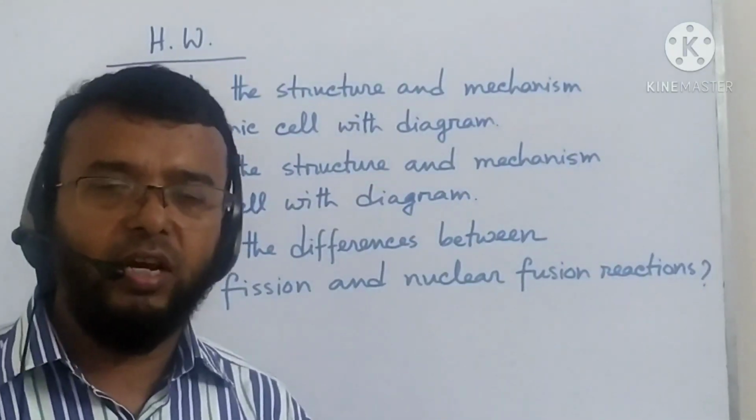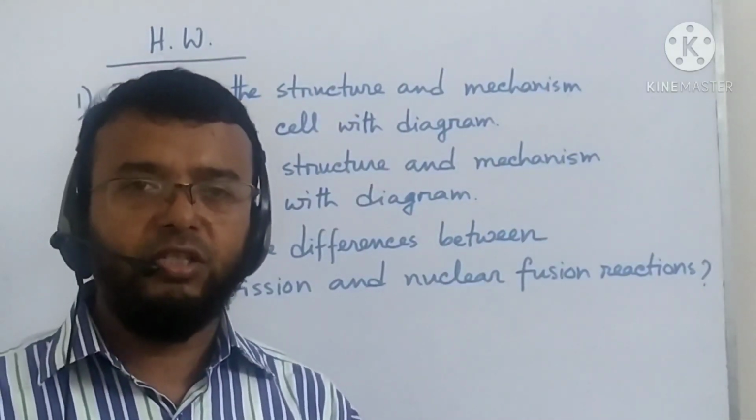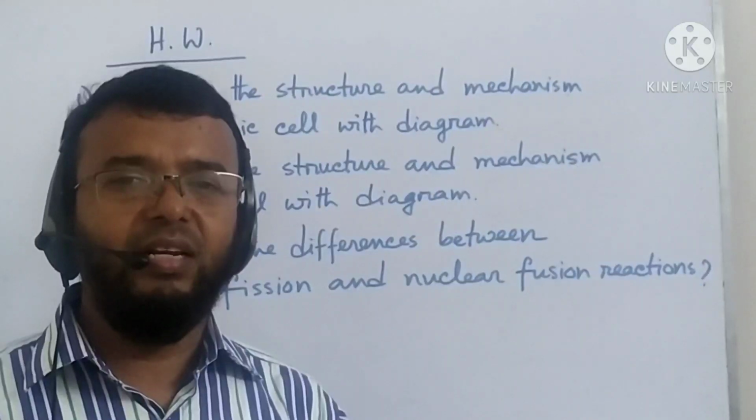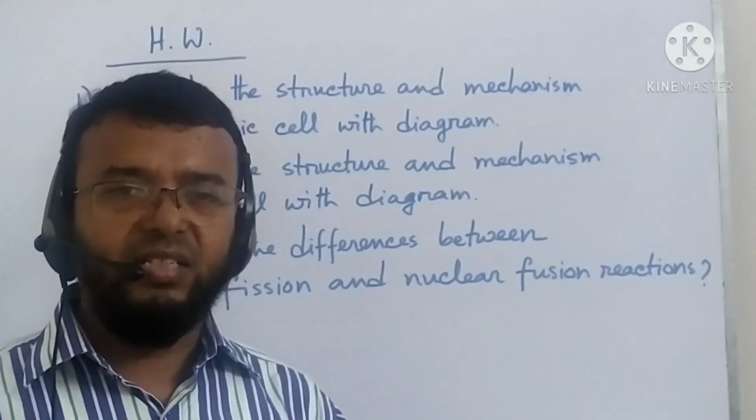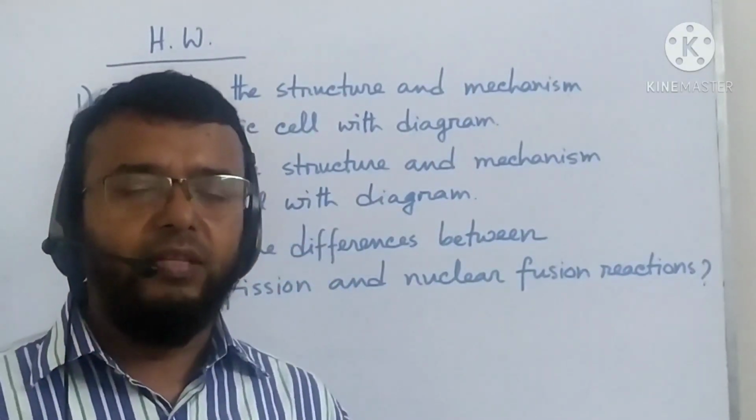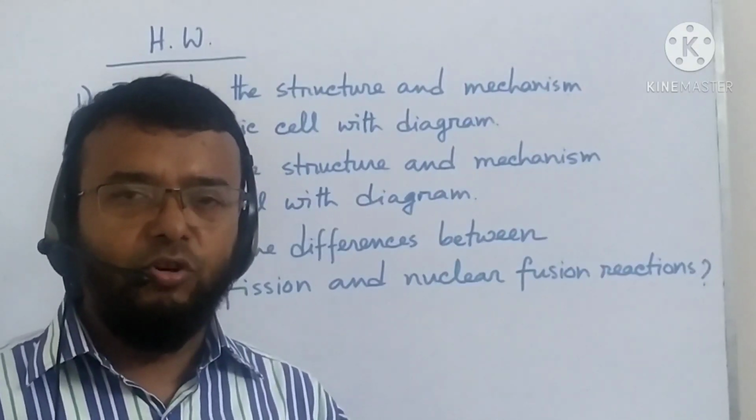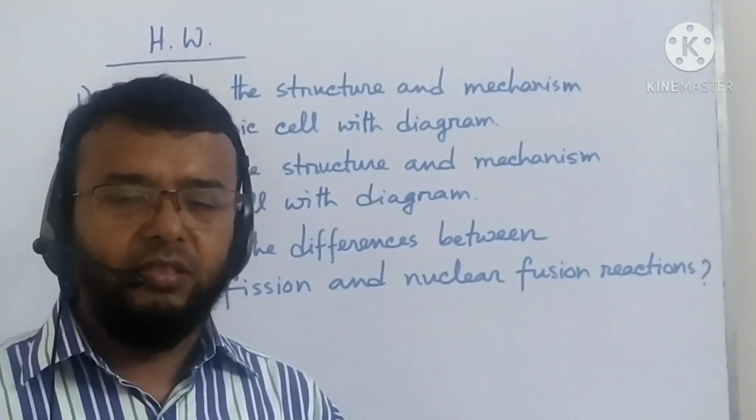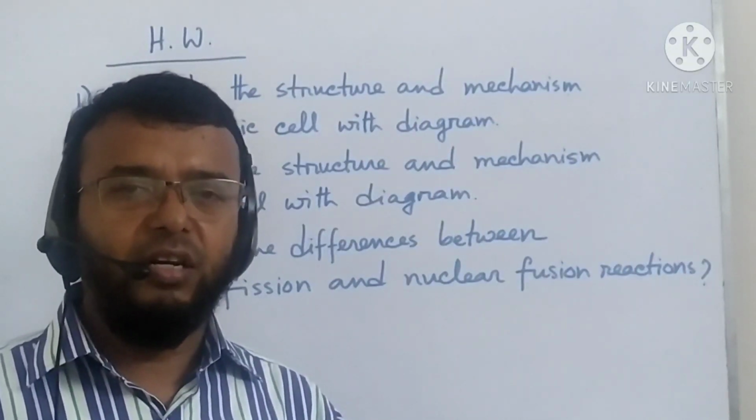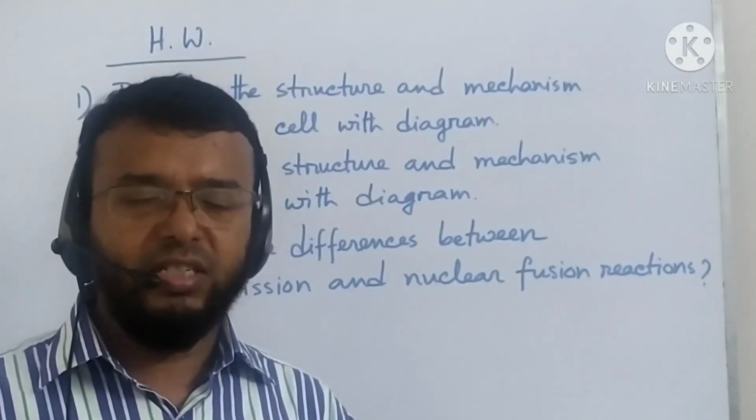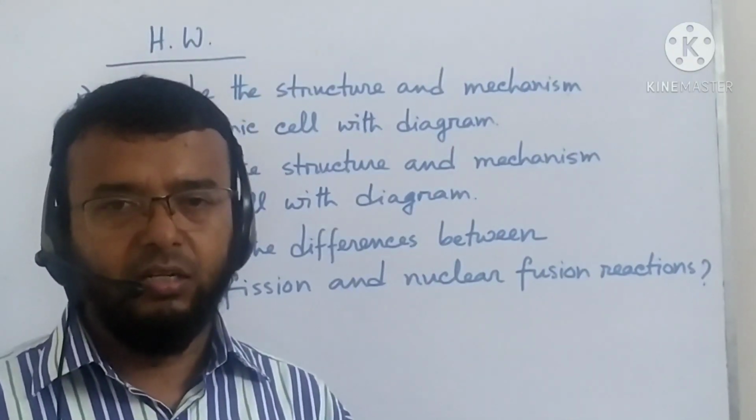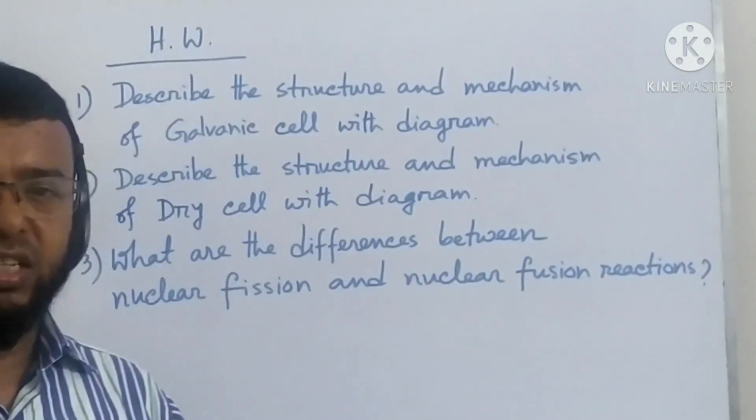So dear students, today I have discussed a very important lesson. First one is galvanic cell. The Daniell cell is a kind of galvanic cell. So I have discussed the structure and mechanism of galvanic cell with the reaction, and also I have shown the diagram. Then second, I have shown the structure and mechanism of a dry cell. Then I have shown the nuclear reaction, and also I have told that nuclear reactions are of two types. One is nuclear fission reaction, another one is nuclear fusion reaction. So I have also told what are the differences between them.